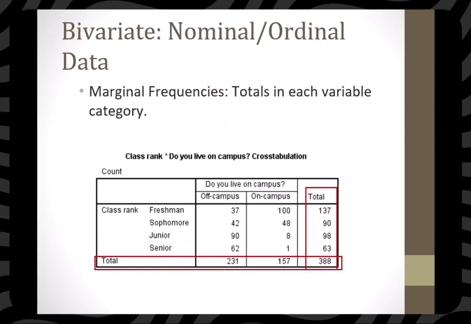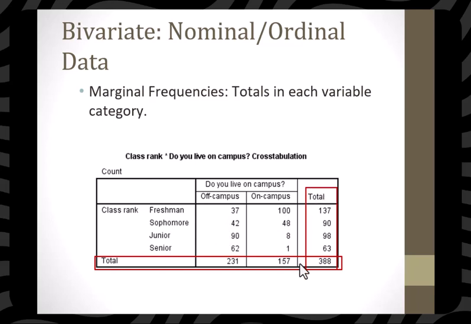So here's an example of a bivariate analysis using nominal and ordinal level data. Specifically, this is an example of what we call a cross-tabulation or bivariate table. So here we have a table. We have one variable which is class rank, which is ordinal. We have freshman, sophomore, junior, senior, so categories that we can put in order. And we have a nominal level measurement over here, which is do you live on campus or off campus. And here we can start to see a relationship possibly between your rank in school and whether or not you live on or off campus.